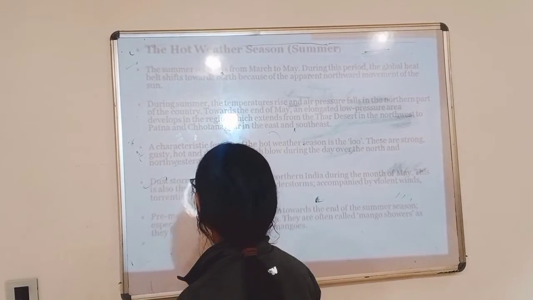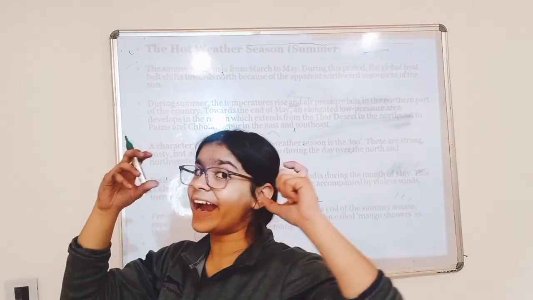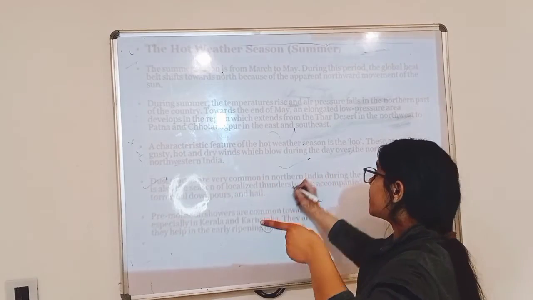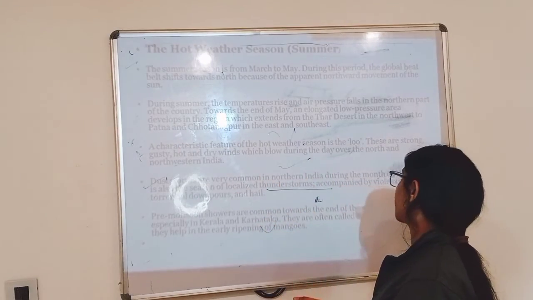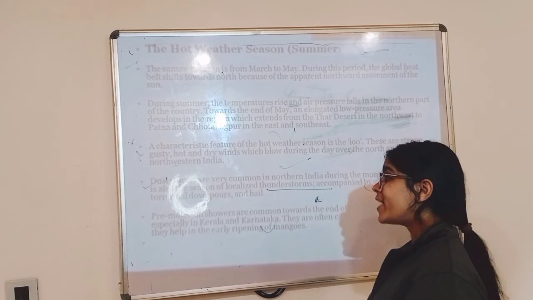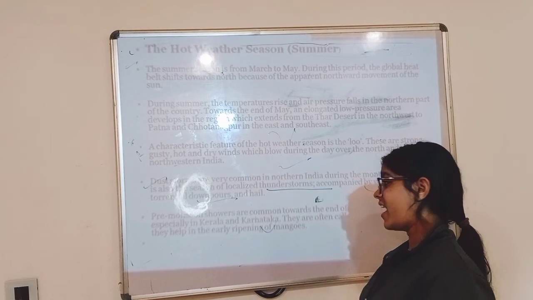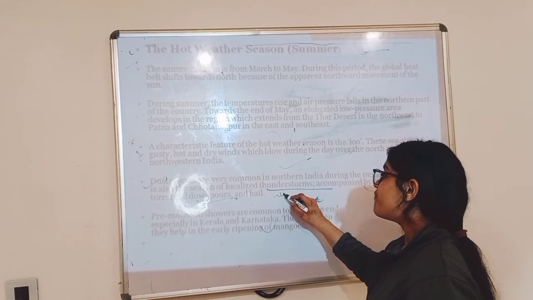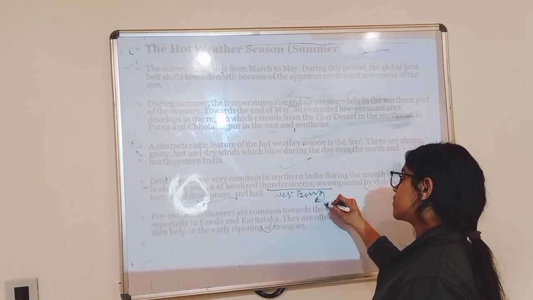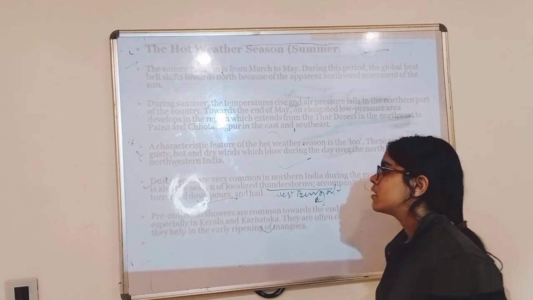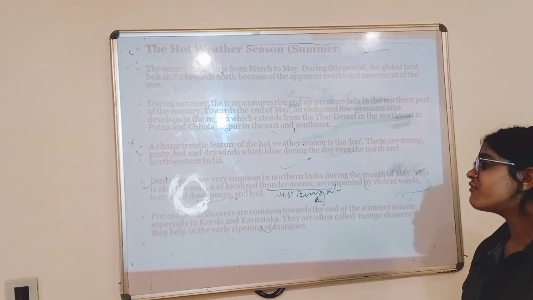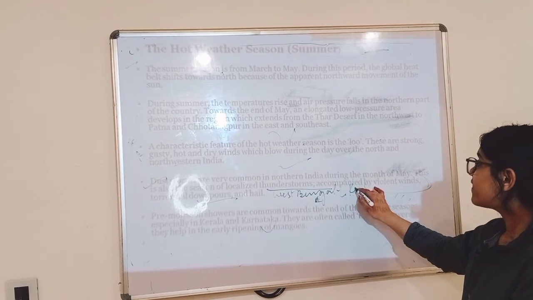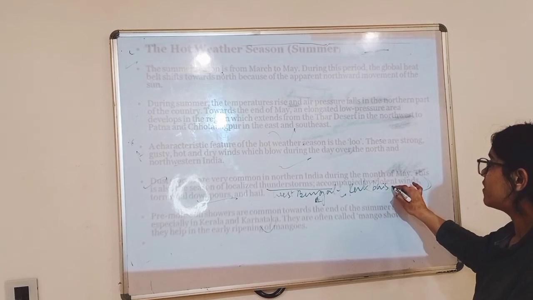देन डस्ट स्टॉर्म्स. बहुत डस्ट होती है एंड डस्ट स्टॉर्म्स भी होती है एंड लोकलाइज थंडर स्टॉर्म्स भी होते हैं, अकॉम्पनीड बाय वायलेंट विंड्स, टोरियंटल रेनफॉल्स एंड हेल्स. अब ये जब वेस्ट बंगाल में होती है ना, थंडर स्टॉर्म्स बारिश जब ये होती है वेस्ट बंगाल में, इनको हम कहते हैं काल बैसाखी.